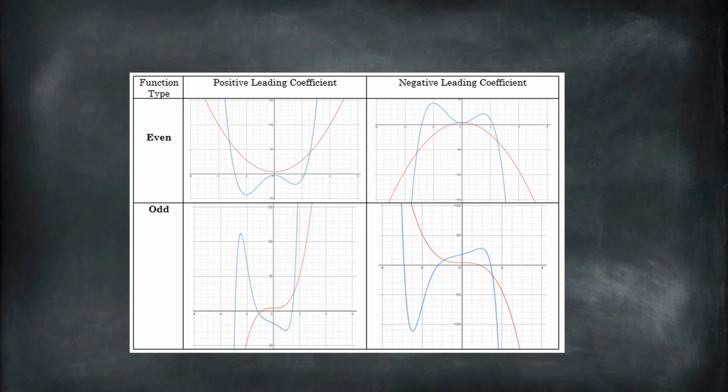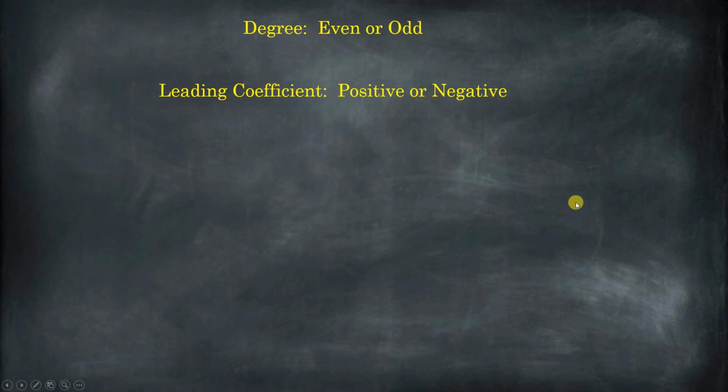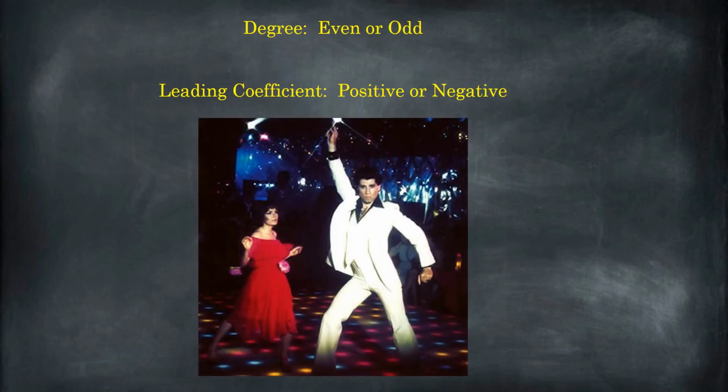But let's play a little game. It's going to be a little fun, and it's going to help it make even more sense. So I'm going to give you a picture. I'm going to say, hey, this picture represents some polynomial function. I want you to tell me if the degree is even or odd, and I want you to tell me about the leading coefficient. So let's talk about John Travolta in Saturday Night Fever.